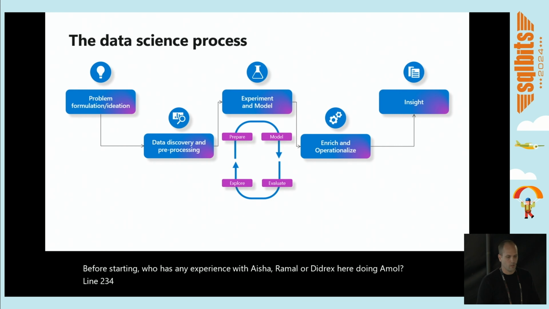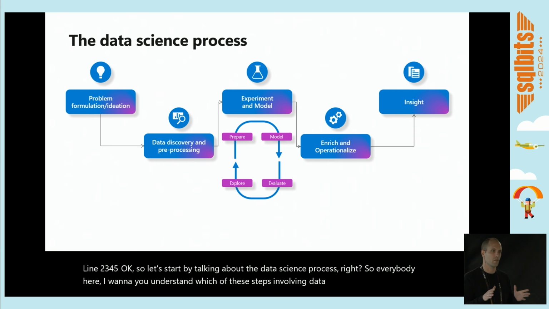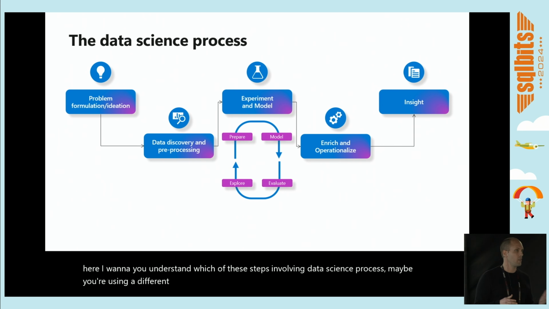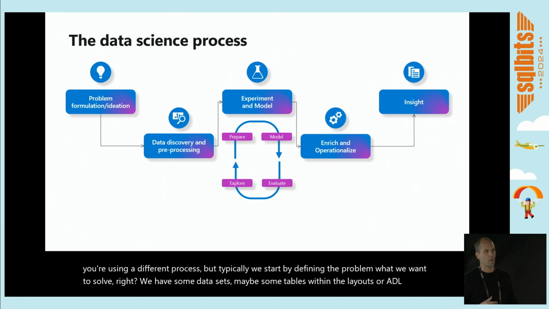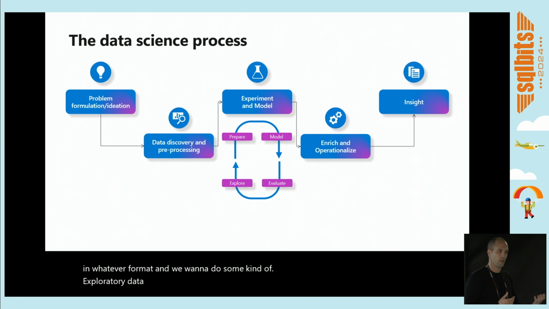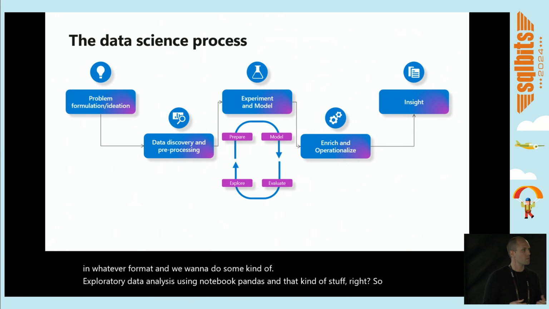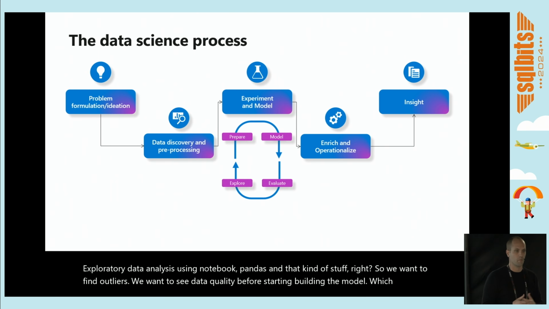OK. So let's start by talking about the data science process, right? Everybody here, I want you to understand which are the steps involved in the data science process. Maybe you're using a different process, but typically we start by defining a problem, what we want to solve. We have some data sets, maybe some tables within the lakehouse or ADLS2 in whatever format. And we want to do some kind of exploratory data analysis using Notebook, Pandas, and that kind of stuff. So we want to find outliers. We want to see data quality before starting building the model, which is part of the data discovery and pre-processing.